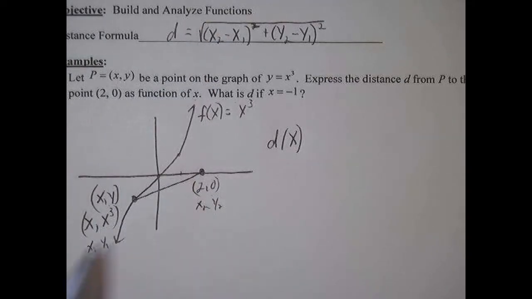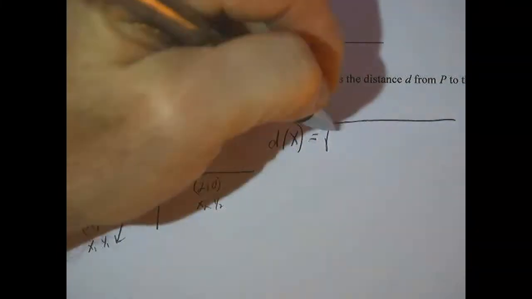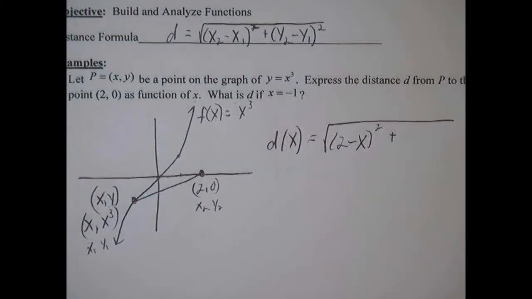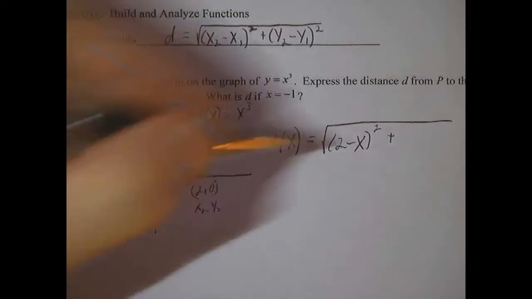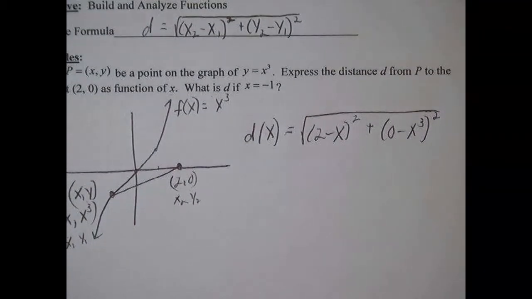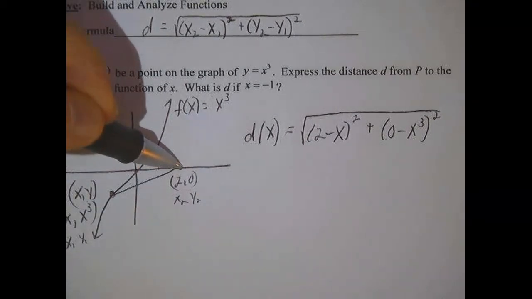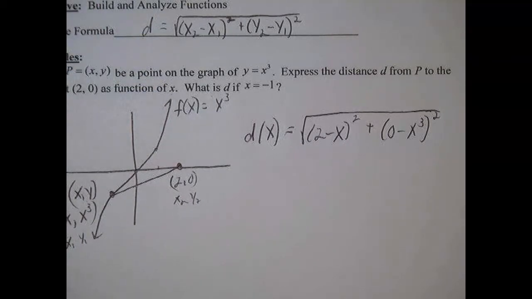So x2 minus x1. So it's going to be 2 minus x. This is all inside of a square root. So 2 minus x, squared. Again, I'm just applying the formula. Plus the difference in the y's, which is 0 minus x cubed. 0 minus x cubed, squared. And that is the function. That's the function that will give us the distance between this point and this curve, wherever we are on this curve. Okay, now let's simplify this a little bit first.